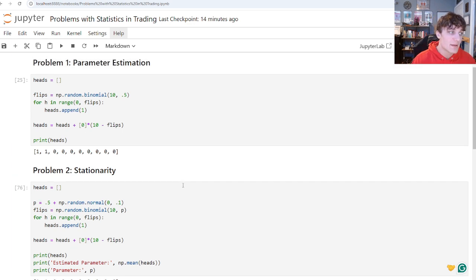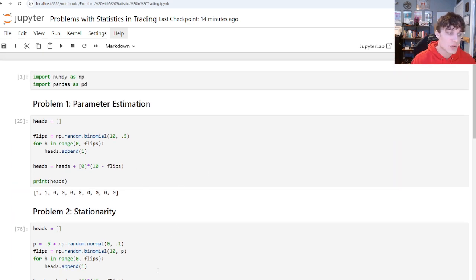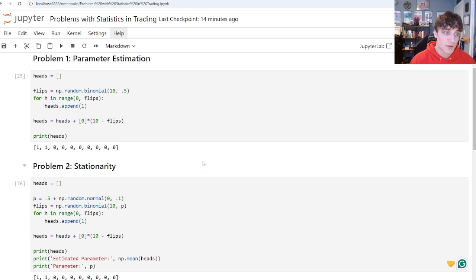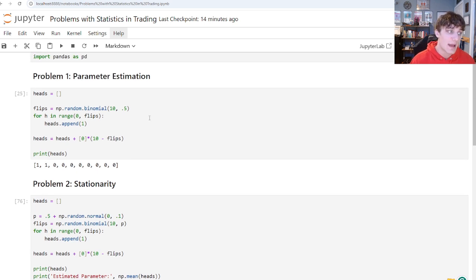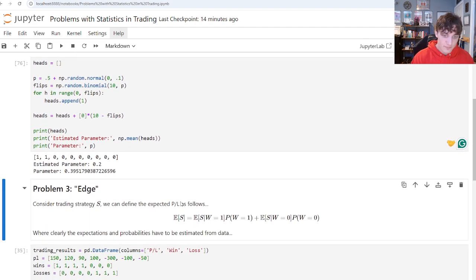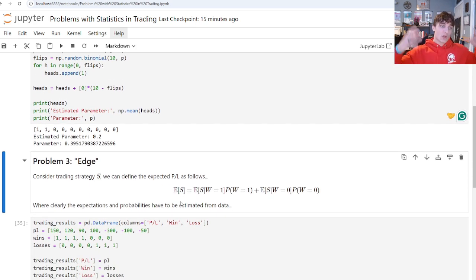So there are a variety of issues baked into the actual empirics of the financial markets, but for now let's just take a look at these in the context of a simple trading strategy and see why we have an issue with parameter estimation and stationarity by looking at a trading strategy. So what is edge? Let's start with this idea of edge.